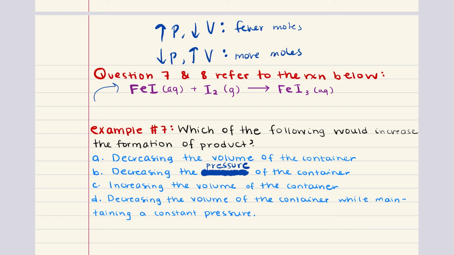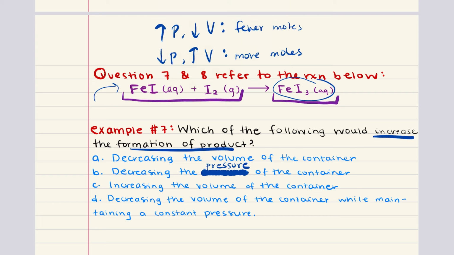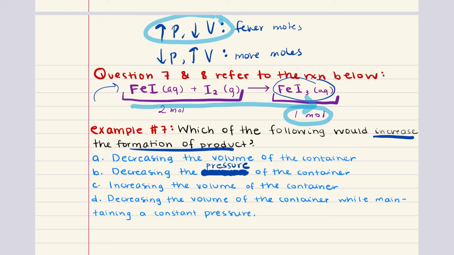And so if we are trying to increase the formation of product, this is our product, which scenario do we prefer? This requires us to look at how many moles we have on the reactant side versus the product side. On the reactant side, we have 2 moles. On the product side, we have 1 mole. If we are trying to increase the formation of products, we are favoring the direction towards fewer moles of gas. That means that we want to increase pressure, decrease volume. The correct answer is going to be A, decreasing the volume of the container.